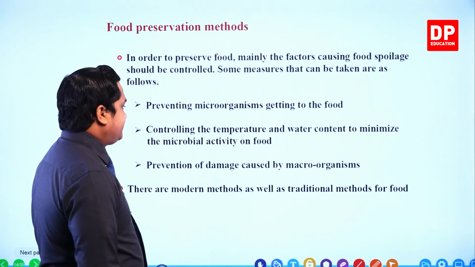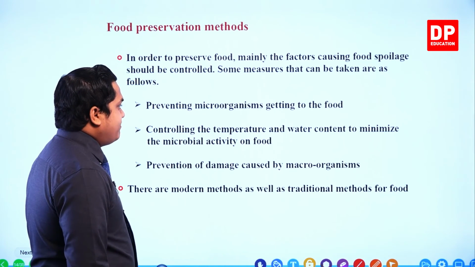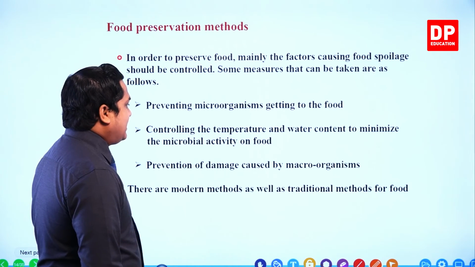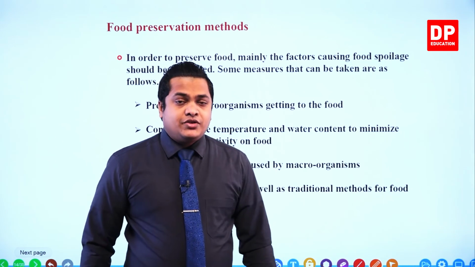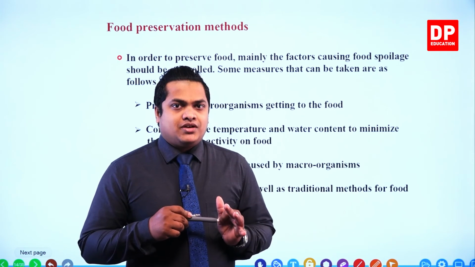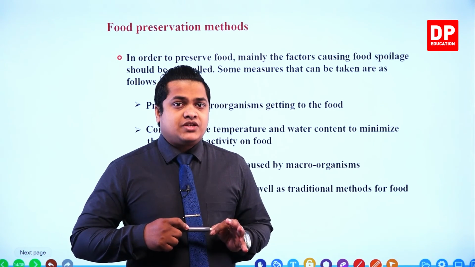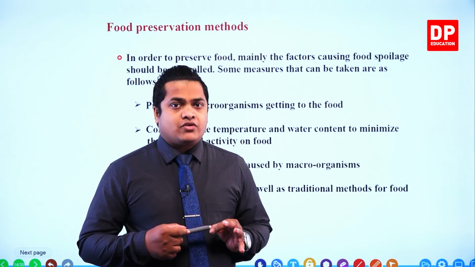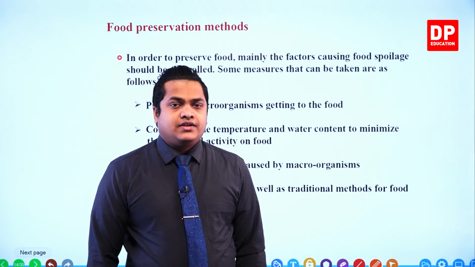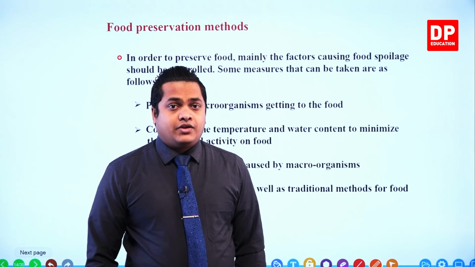Then the next one, controlling the temperature and water content to minimize the microbial activity on food. So my dear children, you know that optimum temperature and moisture are the two main factors which are important for the growth of microorganisms. We learned this within our first lesson, right? Within our first lesson, during the action of microorganisms, we studied this.